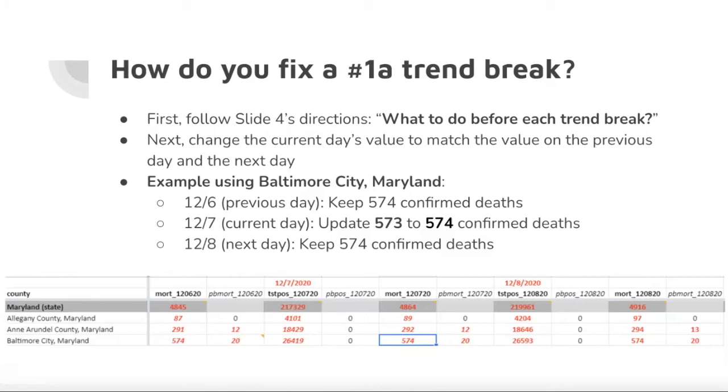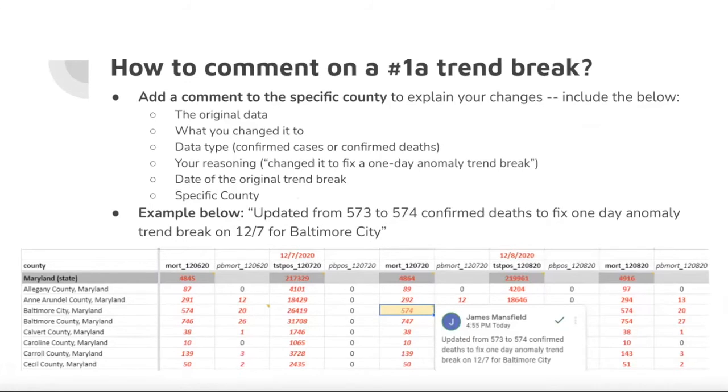So for this example, you would increase 573 to 574 to fix the trend break. Next, you're going to want to leave a comment on the cell that you updated, stating the update that you made. You're going to want to include the original data, what you changed it to, the data type, so confirmed cases or confirmed deaths, your reasoning, the date of the original trend break, and the specific county that the trend break occurred in. So for this example, it would be updated from 573 to 574 confirmed deaths to fix one-day anomaly trend break on 12/7 for Baltimore City.